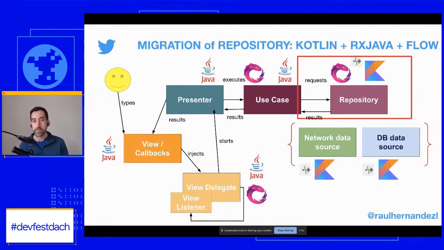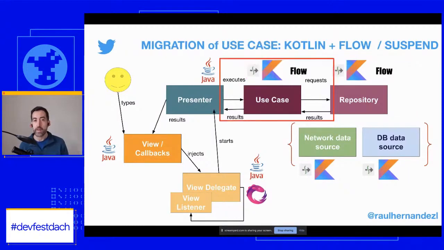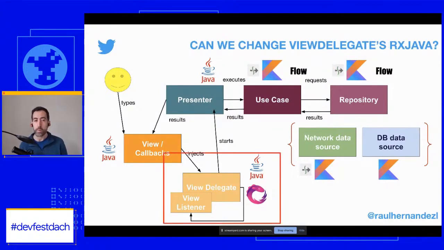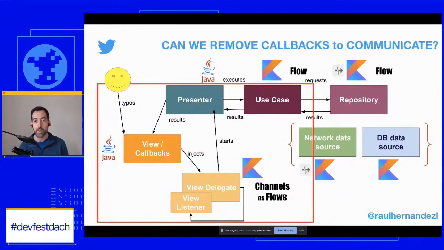Then the same, I started to change things here using Kotlin Flows from this side. Then I will have everything completed with Kotlin Flows here as well. Then when that is ready, I will start to do the same in the use case, to get this and collect the things with Kotlin Flows. And then we still have some RxJava right there. So the view delegate should also change. And for that case, I chose to use channels as flows.